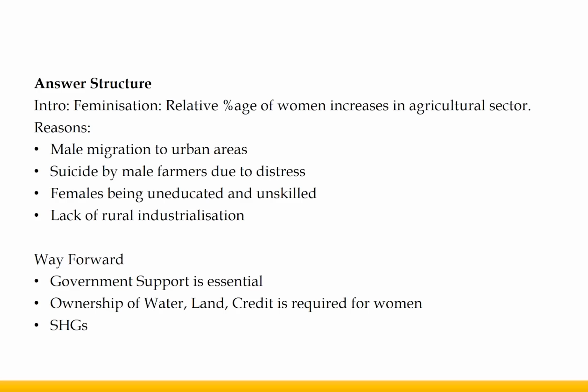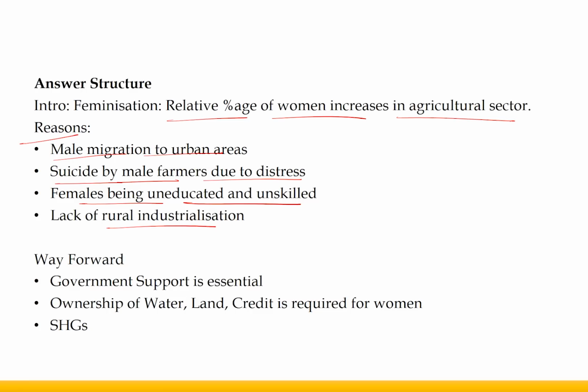Coming to the answer structure, introduction: what is feminization of agriculture? The relative percentage of women increases in the agriculture sector. This phenomenon is known as feminization of agriculture. What are the reasons for the same? There are many reasons. I have jotted down 4 reasons: male migration to urban areas, suicide by male farmers due to farm distress, and females being uneducated and unskilled, they are forced to take agrarian jobs. Then there is lack of rural industrialization and rural development in India, which is why again women have to work in agricultural jobs.